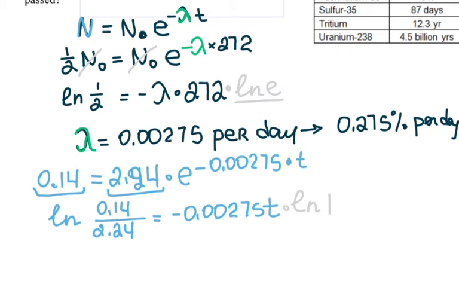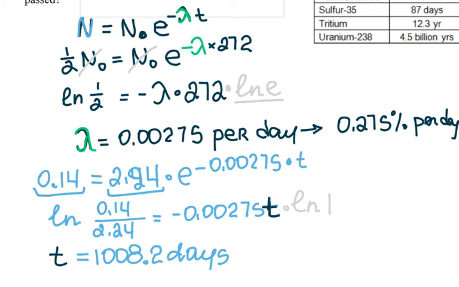And then after this, if I solve for t, so if I do my calculations for t, the t is going to be the time that has passed for the sample to go from 2.24 gram to 0.14 gram. The time it would take is 1008.28 days.